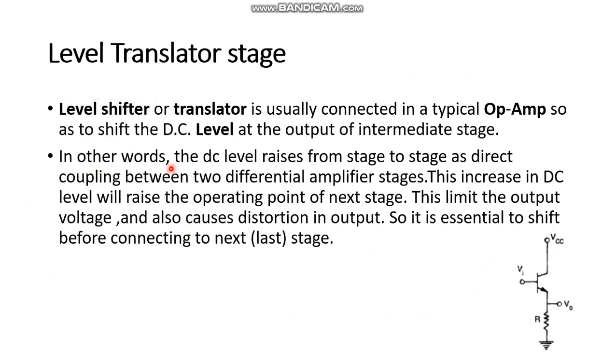A level shifter is usually connected in a typical operational amplifier so as to shift the DC level at the output of the intermediate stage. In other words, the DC level rises from one stage to the next because of direct coupling between the two differential stages. This increases the DC level and raises the operating point of the next stage. This limits the operating voltage and also causes distortion in the output, so it is essential to use this.